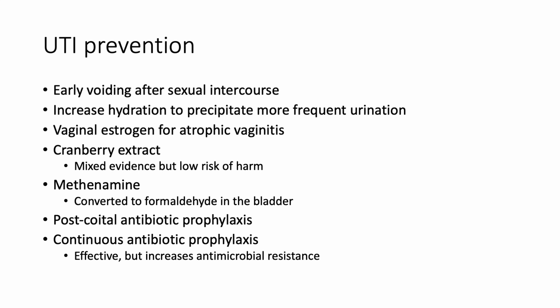If you have a postmenopausal woman with atrophic vaginitis with recurrent urinary tract infections, there's very good evidence that vaginal estrogen can help reduce urinary tract infections, so that's something you should definitely recommend. Cranberry extract is something that many patients will try. There's pretty mixed evidence on that, but again, low risk of harm, and so if patients want to try that, that's probably okay.